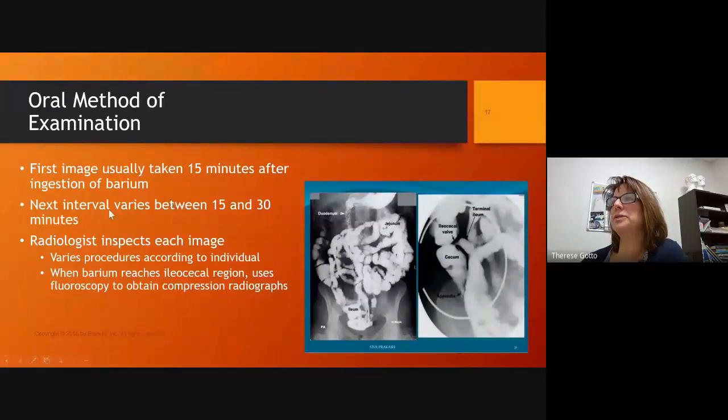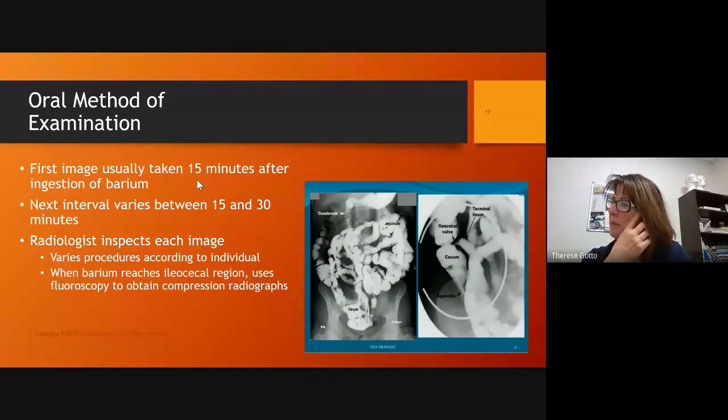The first image is usually taken 15 minutes after we ingest the barium. You're actually going to take a scout before you ingest any barium, so that's your real first image. You take a scout, then they start drinking, and then you take timed pictures after that.